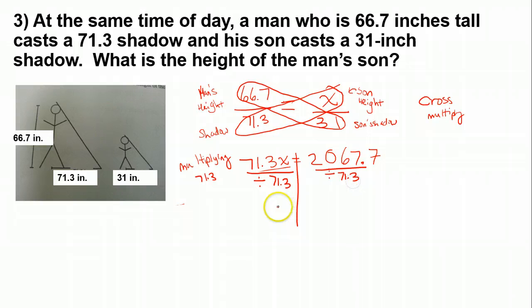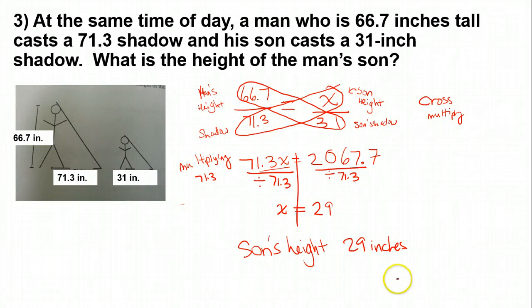If I divide, and hopefully you have access to a calculator, because a calculator can only help you so far. If you're not able to set it up correctly, of course your calculations will be wrong, but if you set it up correctly, 71.3 goes into 2067.7 about 29 times. So that means that the son's height is about 29 inches.